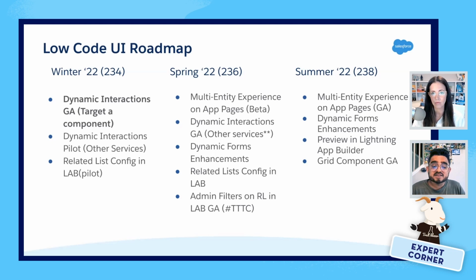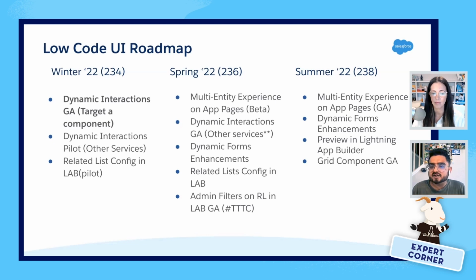And we'll be GAing related list configurations capability in Lightning App Builder. Then there's another true-to-the-core feature, which is providing capability in Lightning App Builder for admins to filter out related lists. This is huge. Based on a recent voting contest, this was the number one idea voted by our community. So we are proud to be shipping this feature as part of our Spring 22 release.